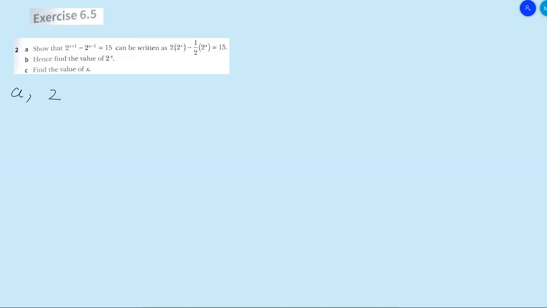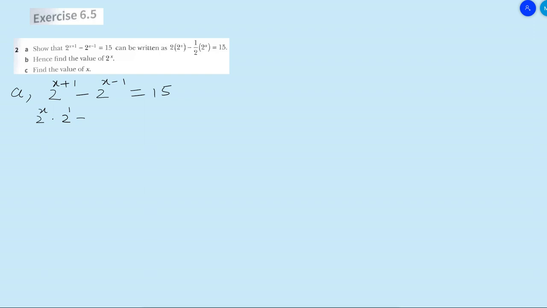2 power x plus 1 minus 2 power x minus 1 is equal to 15. Students, we have to apply the indices rule on these exponents, 2 power x plus 1 and 2 power x minus 1. So this is 2 power x plus 1. We can write this in terms of 2 power x dot 2 power 1. Here dot means multiply. And the rule of indices is when the bases are the same, then powers will be added. So 2 power x into 2 power 1 is again 2 power x plus 1.